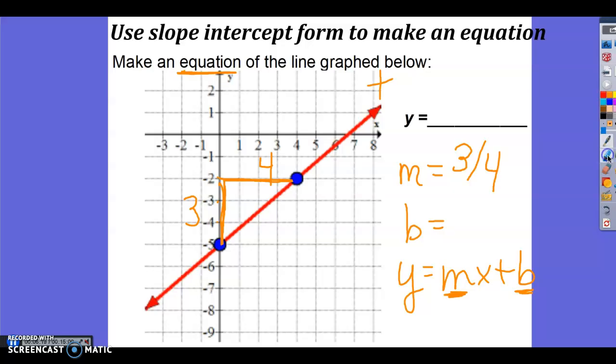For my y-intercept, what I want to do is look at where this line is touching the y-axis. And it is touching it right here at -5. So my y-intercept is -5.